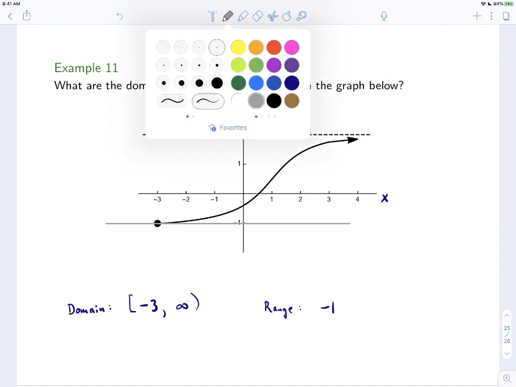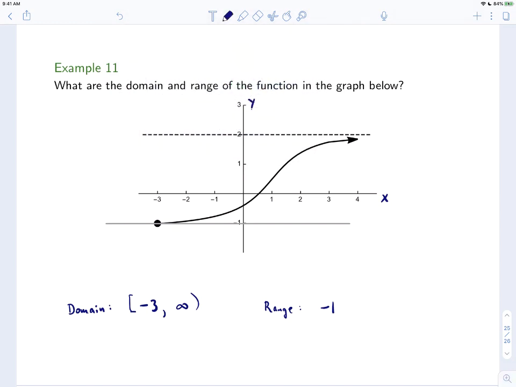Now I'm including -1 because, if this is y equals f of x, then you can see that this point right here, which has coordinates -3, -1, tells us that f of -3 is equal to -1. So -1 is actually in the range, so that means we use a bracket, comma. Well, what's the biggest it can be? Well, it is approaching 2, but it never actually gets there. So we use a parenthesis here.